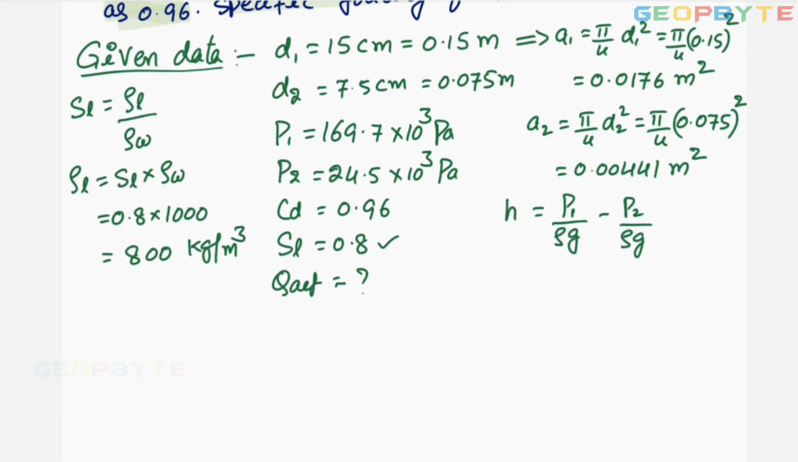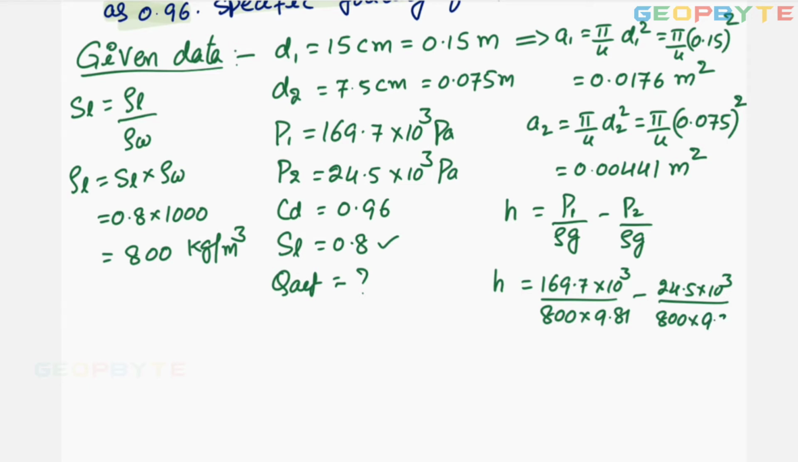Then pressure head equal to P1, 169.7 multiplied by 10 power 3 divided by rho 800 into G 9.81, minus P2, 24.5 into 10 power 3, that is in Pascal, divided by density rho 1000 multiplied by 9.81. Simplify this value for getting the pressure head equal to 16.44 meters of oil.